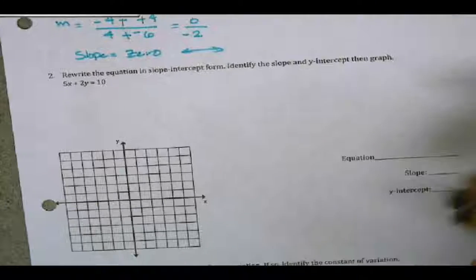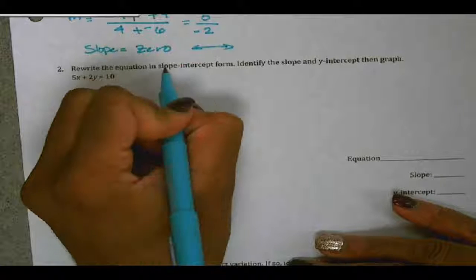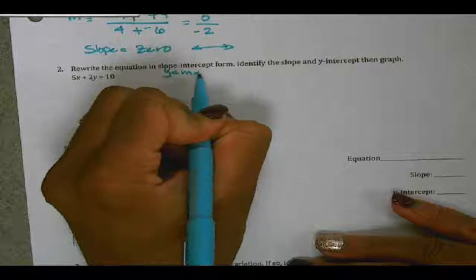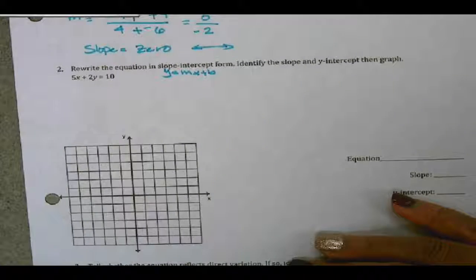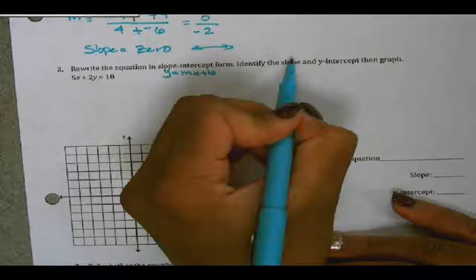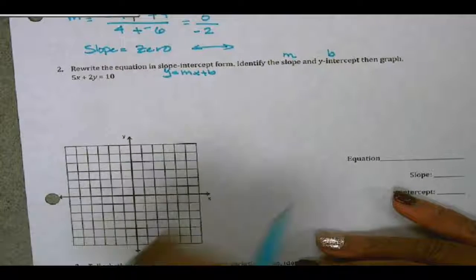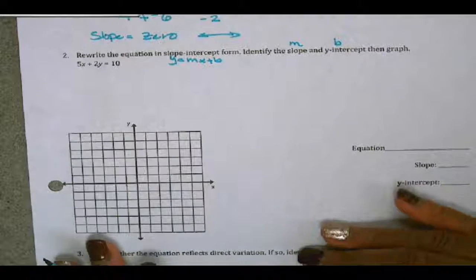Okay, number 2. Now this is the stuff that you most recently learned. Rewrite the equation in slope-intercept form. Slope-intercept form, as a reminder, is y equals mx plus b. Notice as I read, I kind of like to decode a little bit. And then it says identify the slope, which we're using as m, and the y-intercept, which is b, and then graph, which is why they gave us this lovely graph here.